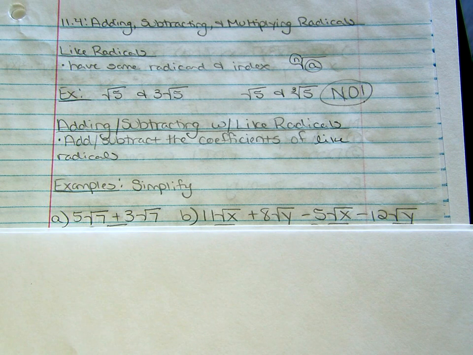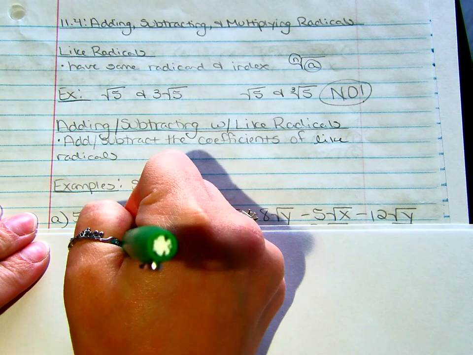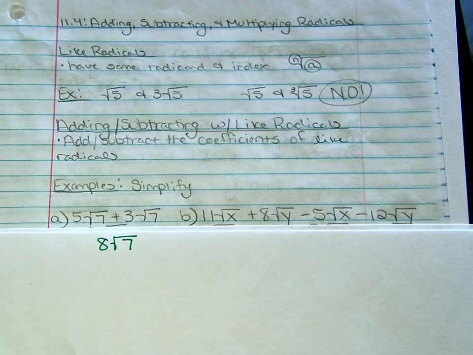3 plus 5 is 8. And then what's under the radical stays the same. Nothing else changes. I'm not going to try and take that 8 inside. I'm not messing with the 7 at all. I just leave it as it is.